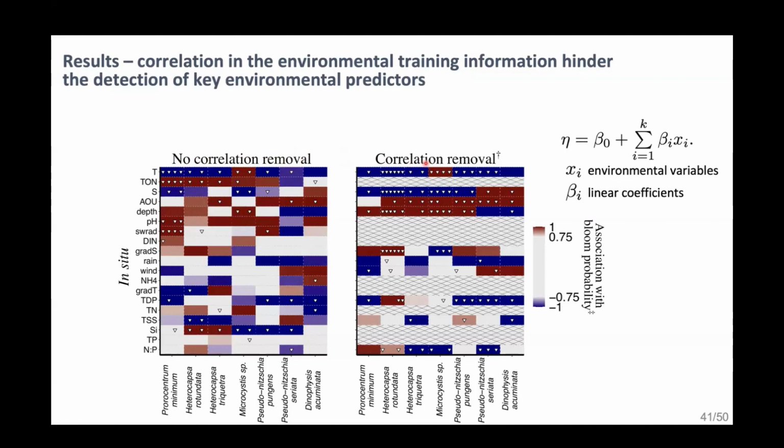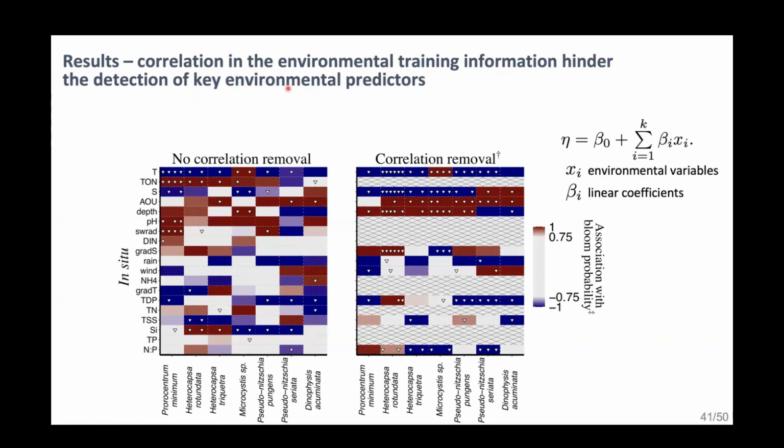Then the second important result is that sometimes we do not detect a strong association between an environmental variable and bloom probability before removing the correlations, but after removing the correlations, we do detect a strong association. For example, for salinity and Heterocapsa here, we did not detect a strong association, but after removing the correlation, we do detect a strong negative association. So that's also a very important result. It means that, like I said in my title, correlation in the environmental training information hinders the detection of key environmental predictors.